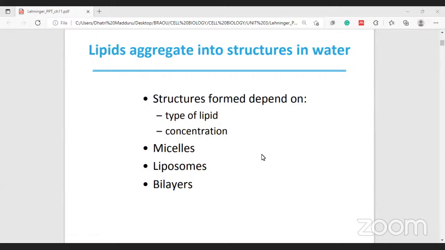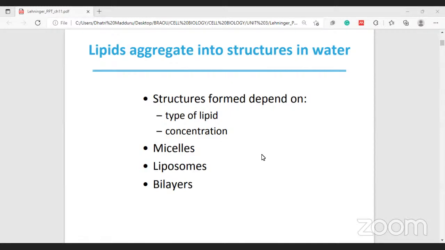For example, if you drop oil in a glass of water, what happens? It is insoluble, and all the oil molecules, initially though they are separated, come together to form a single layer or single bubble kind of thing. So that means the lipids will form aggregate structures in water. What kind of structures do they take?